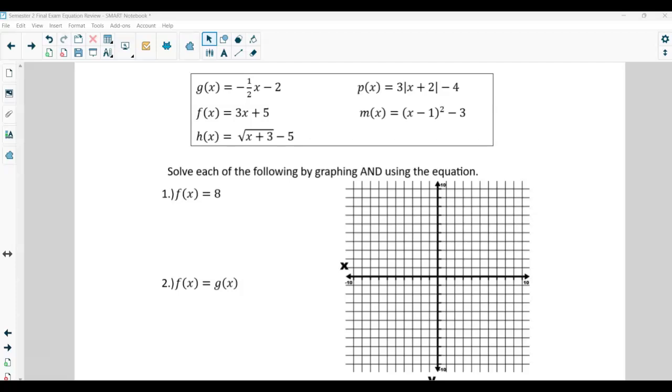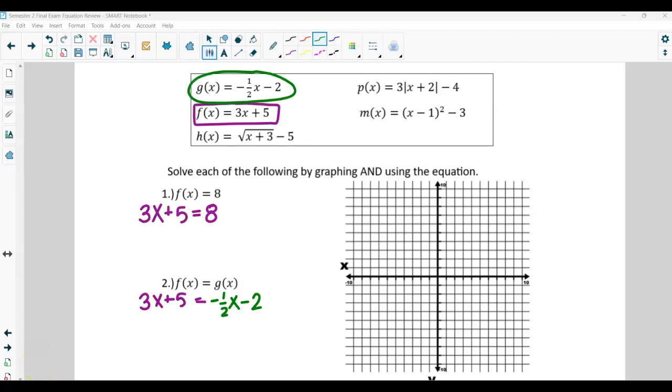So to start off, we are going to have f of x equals 8 and f of x equals g of x. What I want you to do is go ahead and pause the video and set up what equations you think these will be, and then you can go ahead and play the video to see if you got it correct. Okay, there you have the equation set up.